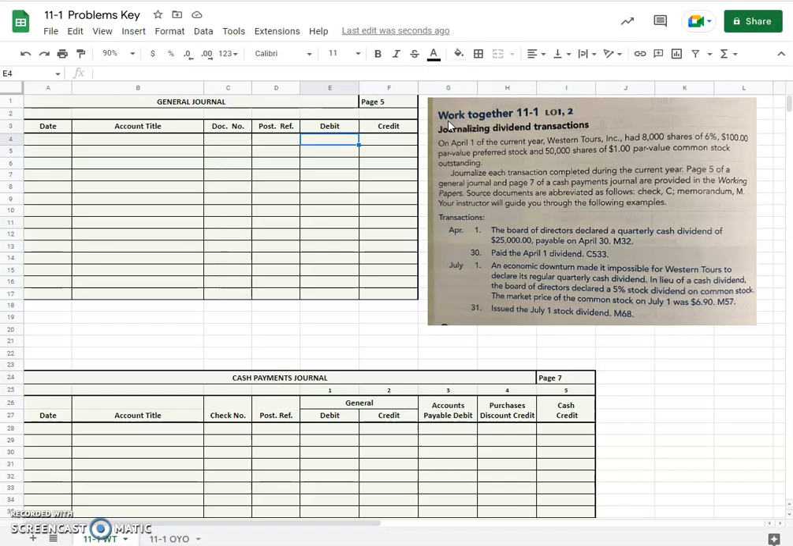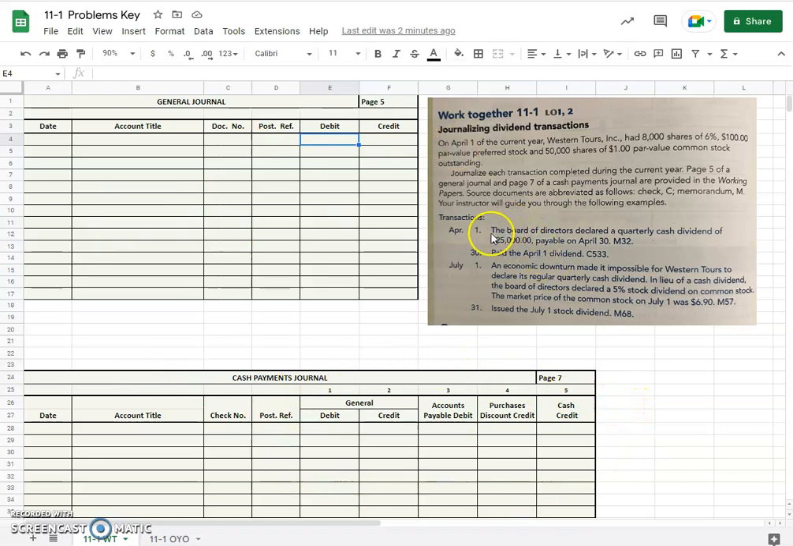On April 1st of the current year, Western Tours Incorporated had 8,000 shares of 6% $100 par value preferred stock and 50,000 shares of $1 par value common stock outstanding. So journalize each transaction completed during the current year in your general journal and in your cash payments journal.